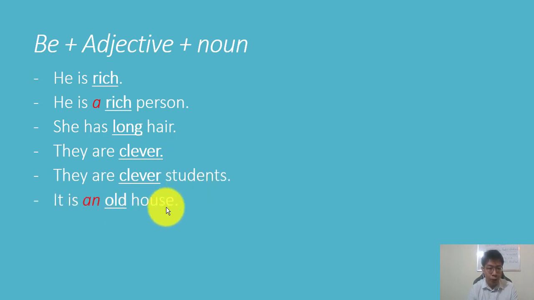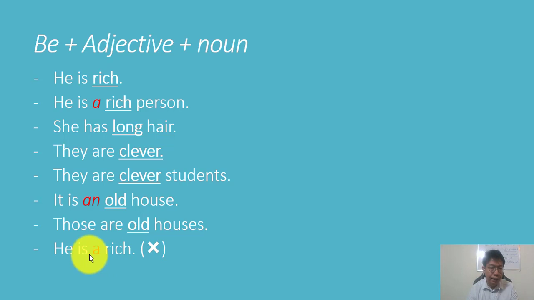It is an old house. In this case we use the article an in front of the adjective because house is singular and also countable. When the noun is plural, just like those are old houses, we don't need an article in front of the adjective. You can compare those two sentences together.